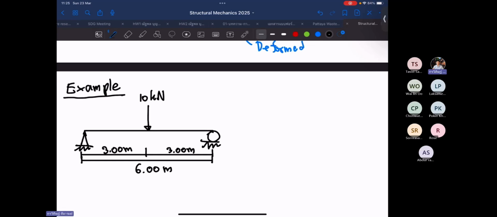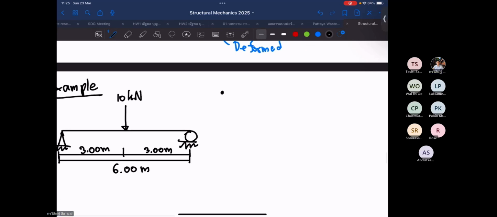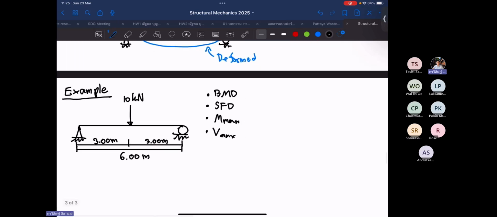Please determine the following: bending moment diagram, shear force diagram, maximum bending moment, maximum shear force. Please determine the following.